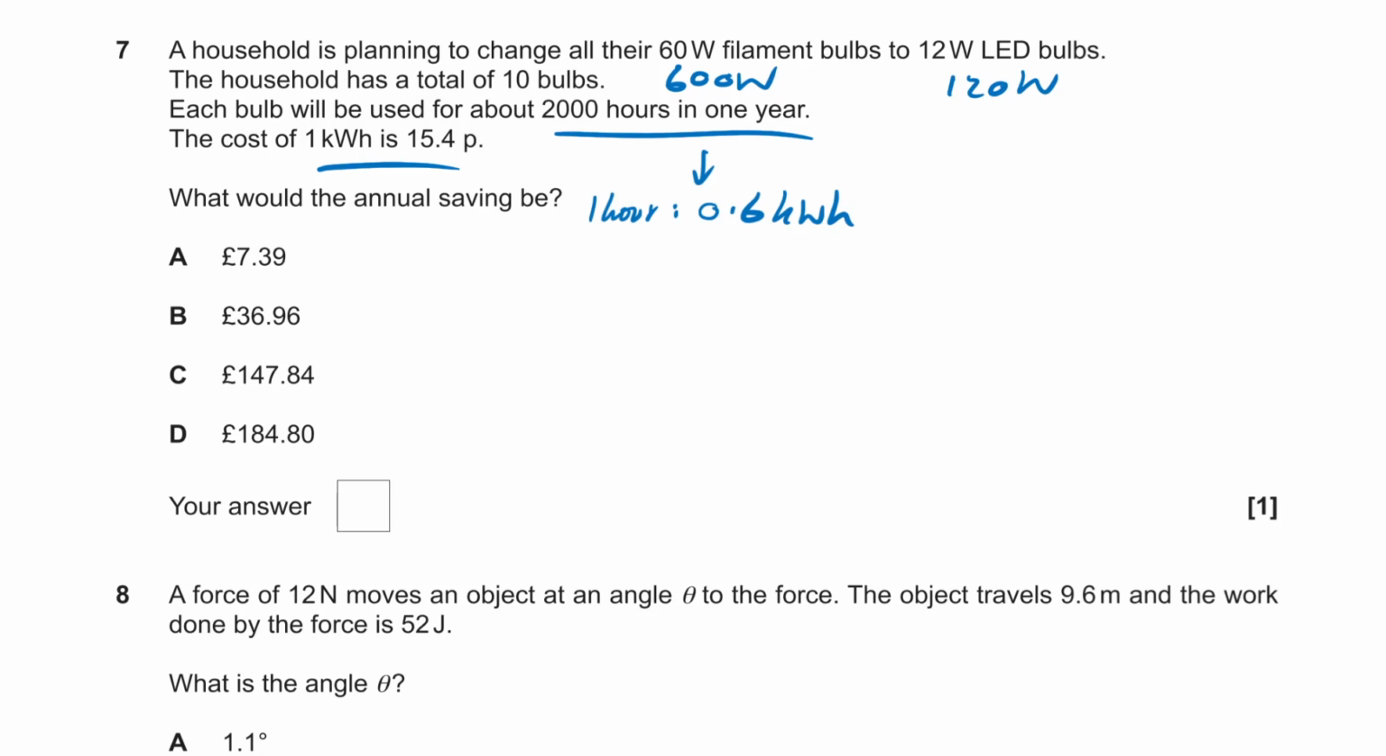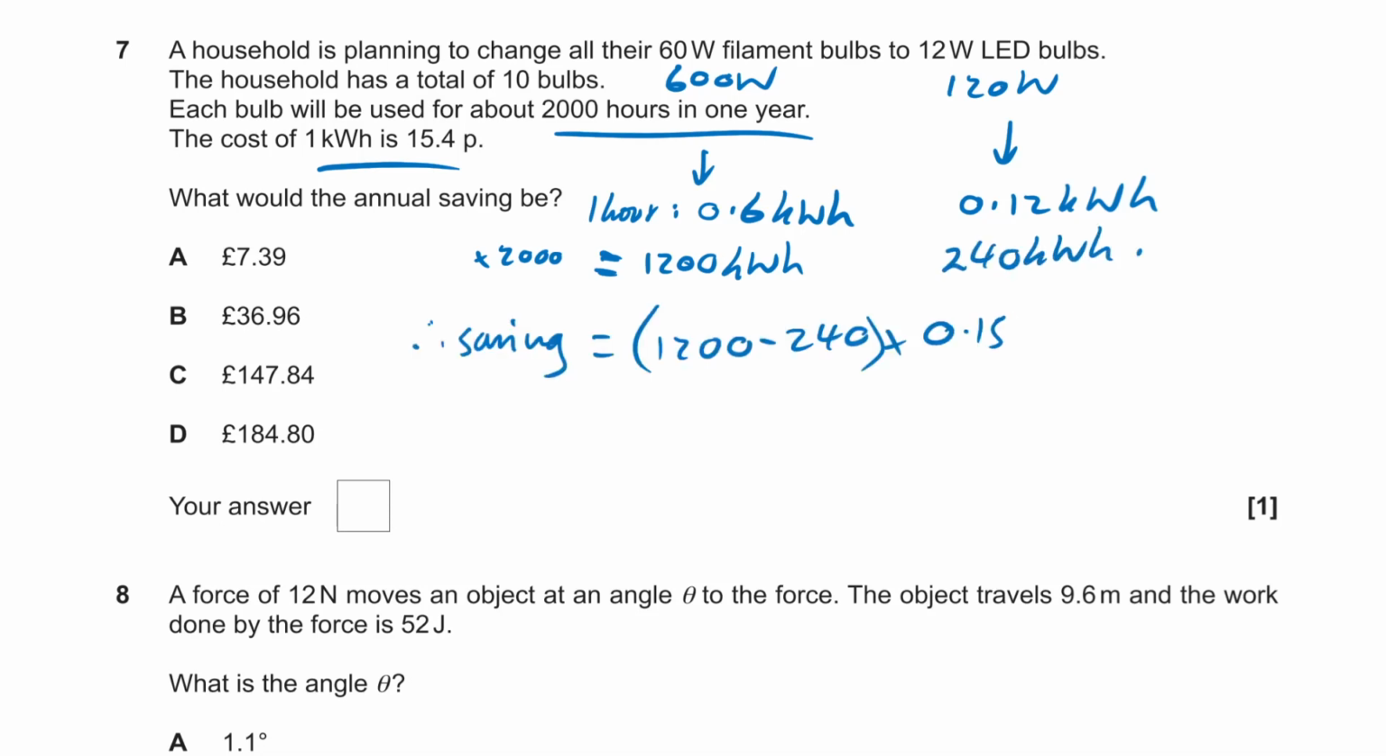So for 600 watts, that's going to be 0.6 kilowatt hours because, well, it's 0.6 kilowatts, times that by 1 hour. For the 120 watt bulbs, that's 0.12 kilowatt hours. So then we times that by 2,000. We end up with 1,200 kilowatt hours per year for the old bulbs, 240 for the LED bulbs. So therefore our saving is just going to be the difference between those two times the price of 1 kilowatt hour. Obviously that needs to be in pounds, and that gives us £147.84. So the answer is C. Not a really easy one, that.